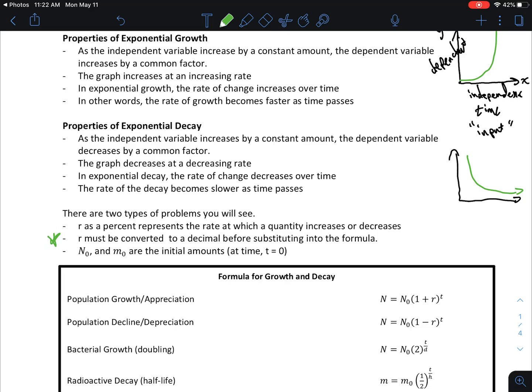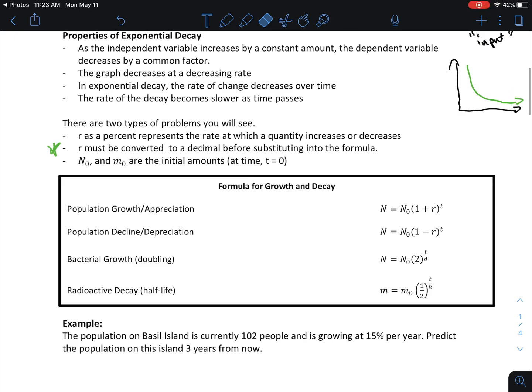R is the percent that represents the rate at which the quantity increases or decreases. R must be converted to a decimal. This is very, very important. You cannot just plug the percentage in. That's one of the key features of making these work. Then we have two other variables here. N naught and M naught are the initial amounts at time equals 0. This is N naught, the starting amount. That's the gist of this, and it makes a lot more sense once we actually start doing questions.